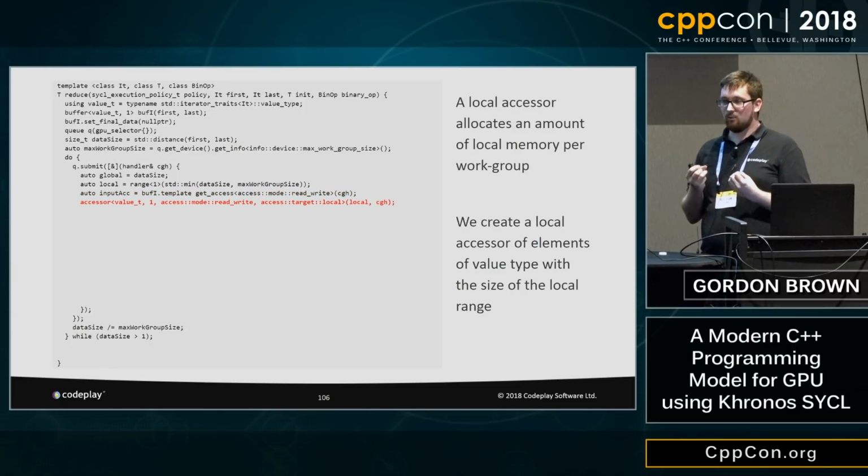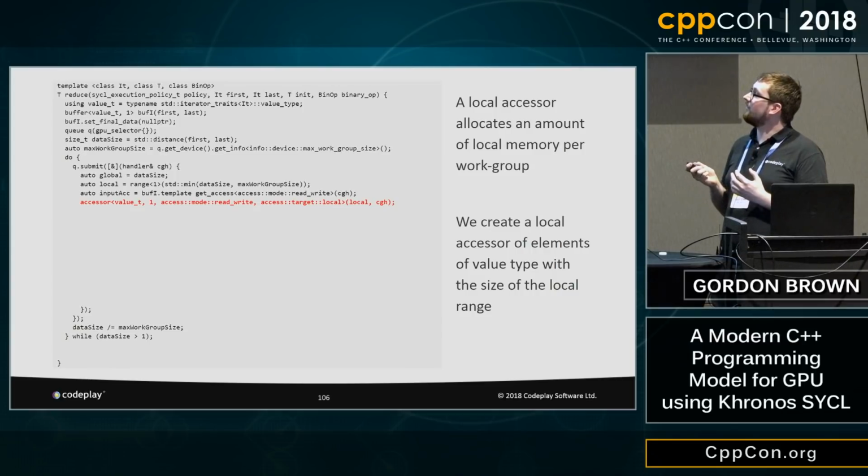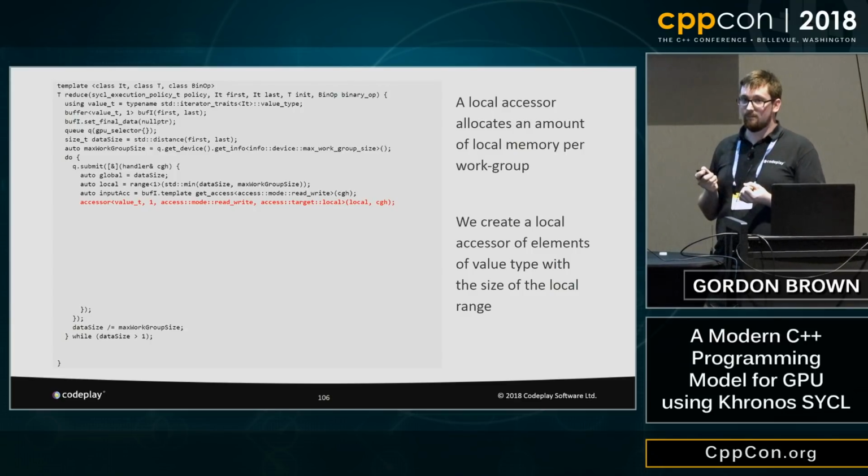Next, we create a local accessor. Local accessors work a little differently. They allow you to allocate memory in local memory per workgroup. So effectively we're creating another accessor of value type, again one dimension. It's read-write, because you want to be able to modify it, read from it, and write to it. And you have this target local. We don't pass in a buffer; instead we pass in a size. Effectively what this does is it creates, in each workgroup's local memory, a number of elements of value type T based on the size of the workgroup. So it allocates one element of memory per value that you want to have in your workgroup.